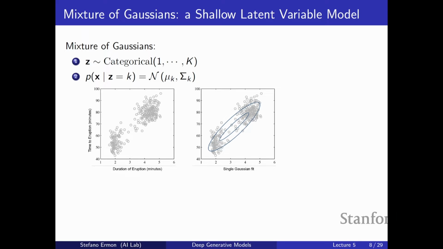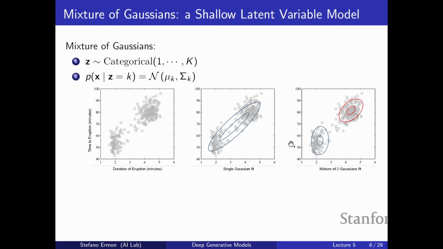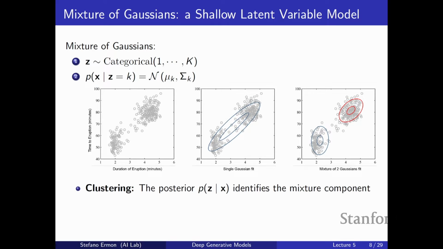But if you look at the data, it looks like there are two types of eruptions. There is type 1 that behaves like this, and type 2 that behaves like this. So you're going to get a much better fit to the data if you have a mixture of two Gaussians that look like that. And if you can somehow fit this model automatically, then by inferring the z variable given the x, figuring out if a point belongs to the blue or the red mixture, you can identify which type of eruption you're dealing with. So again, this is the idea of identifying features based on the observed data.